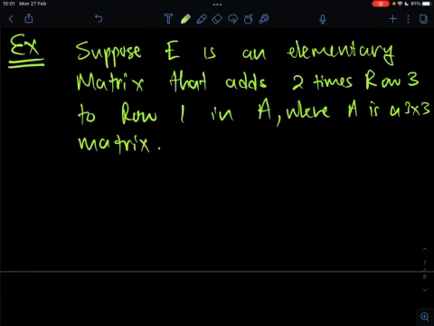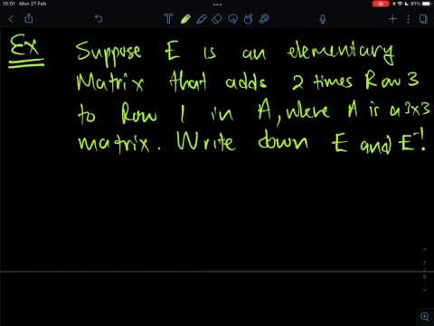Do you see that? So what we're going to ask now is, write down E and E inverse. That's what you want to determine now. How can you find these two matrices? One which adds 2 times row 3 to row 1 and one which reverses that operation. So let's see how one can answer this kind of question.